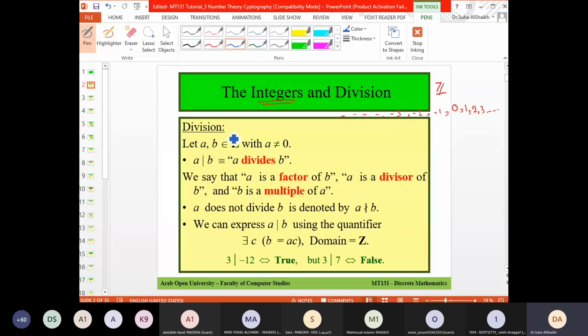If I have A and B in Z, meaning integers, with A not equal to 0, we say A divides B. A divides B if B divided by A is equal to another integer that I'm calling C. For example, 2 divides 12. Why does 2 divide 12? Because 12 divided by 2 is equal to 6, which is another integer.